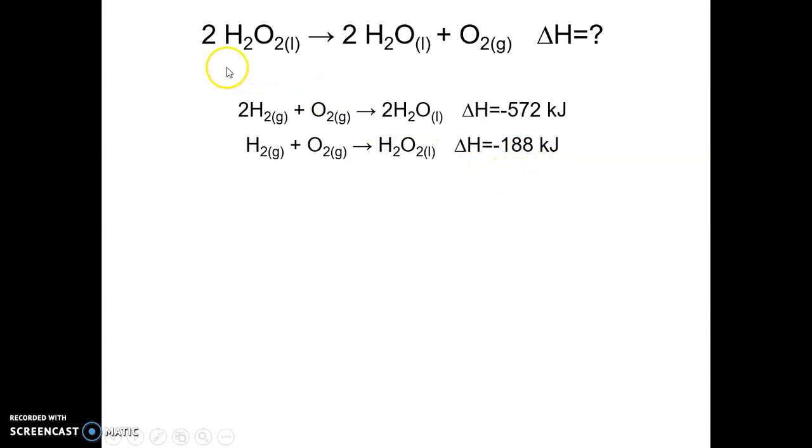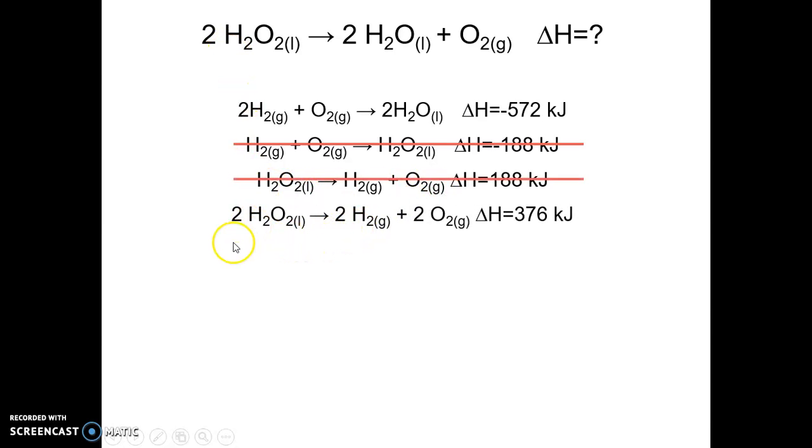And so as we look at this, I need hydrogen peroxide to be on the left side. So the only place I even have hydrogen peroxide here is right there. It's a product of the second reaction. So we're going to flip the second reaction to make hydrogen peroxide on the reactant side. And then in addition, I need 2 hydrogen peroxide. So after I flip it, I'm then going to multiply it by 2.